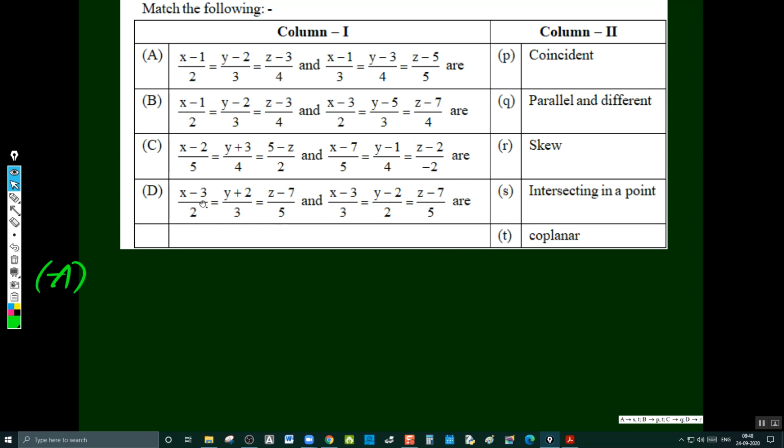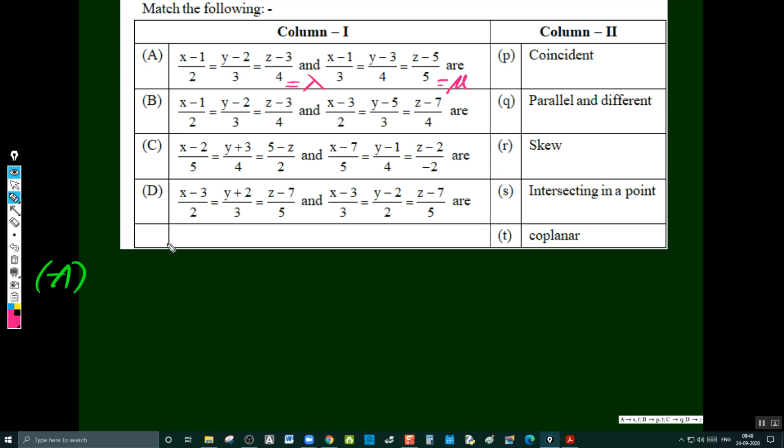Important point, please. Let us represent every point on the line by taking a parameter. I'm taking this as lambda and this as mu. Let me change the color. This is lambda, please. This is mu.